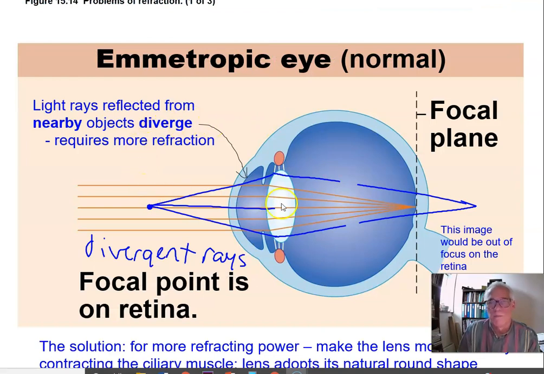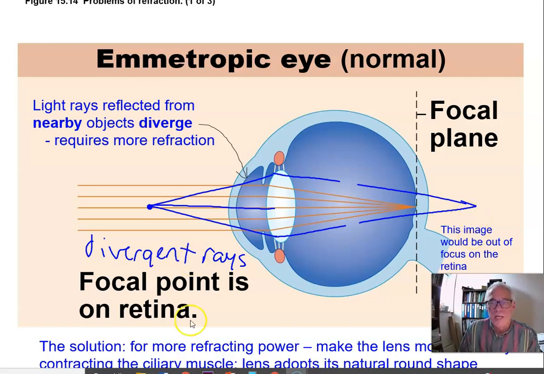here's the problem then. If we left the lens in its exact same configuration, it turns out that the rays reflecting from nearby objects are diverging. They're spreading out as they come away from this object. They enter the pupil, and now they need to be refracted, but with the lens flat, they won't be refracted enough because they're moving away. We've got to really grab them and turn them inward. So if we left the lens exactly as it was, there would be an imaginary point where these light rays would be in focus, and it would be behind the retina, and so we would see a non-sharp image. We see a fuzzy image in this case.